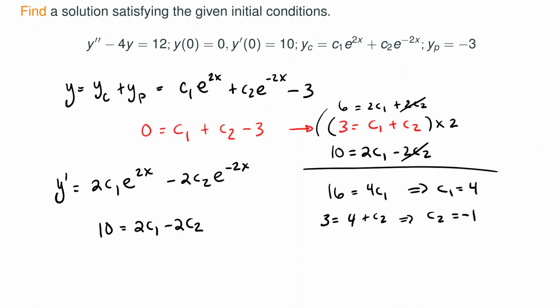So our solution that satisfies our differential equation, initial conditions, and our complementary and particular solution is y equals 4 e to the 2x minus e to the negative 2x minus 3.